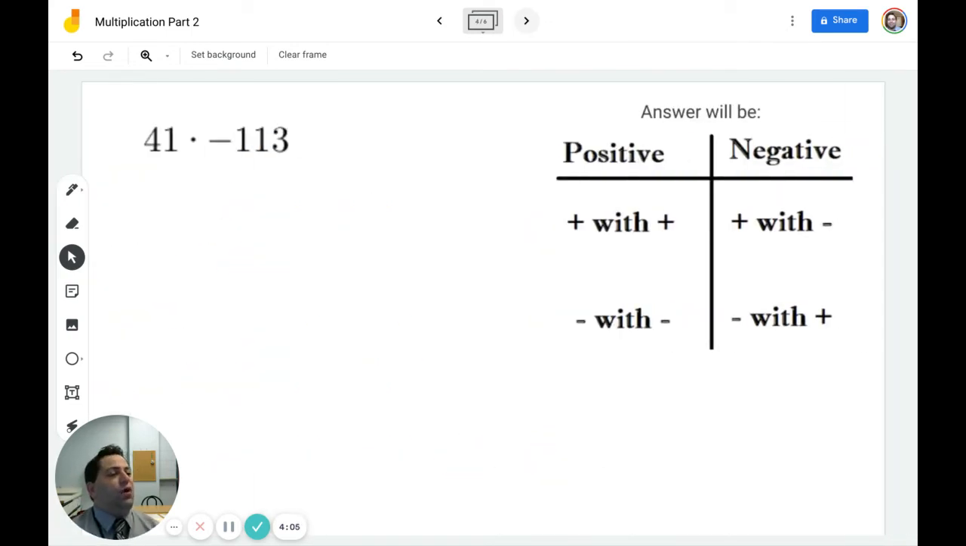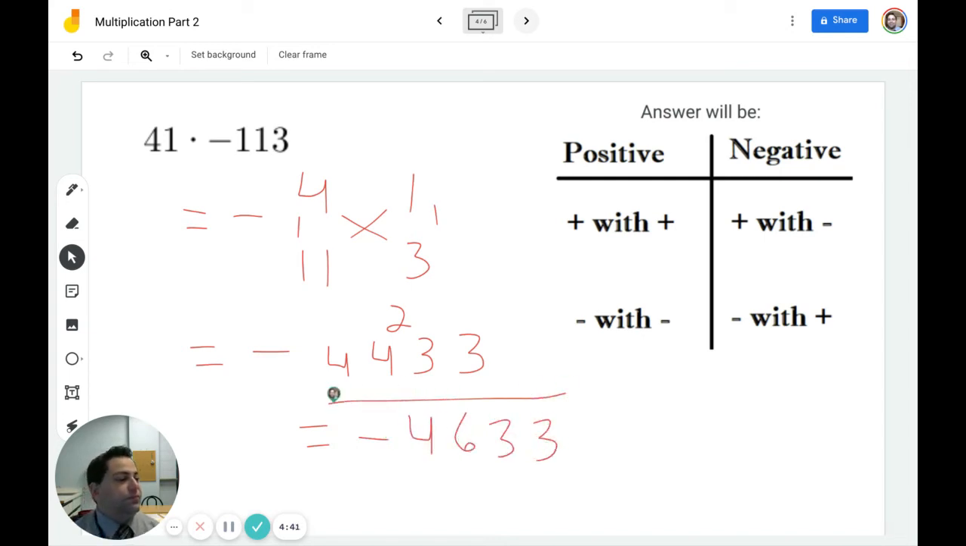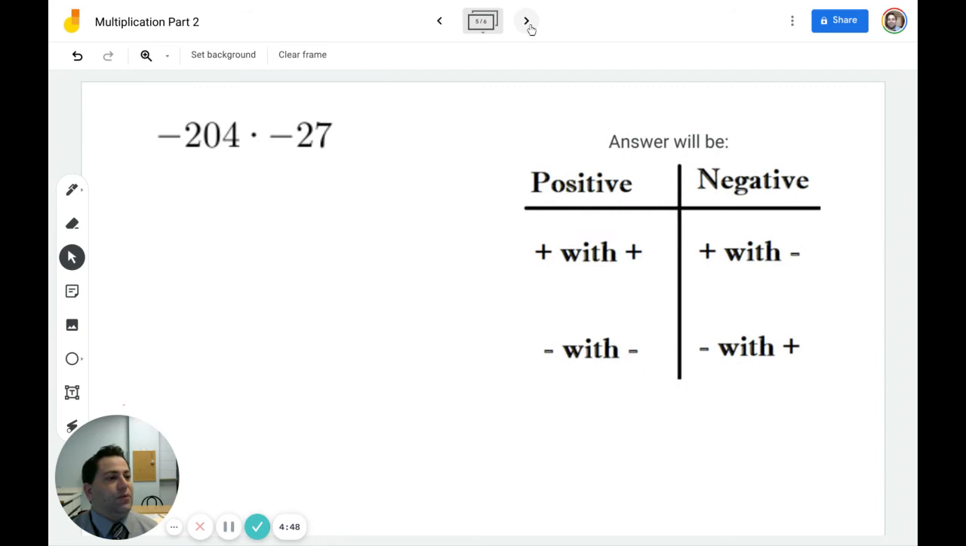In this example, I have 41 times negative 113. Again, I have a negative times a positive, so my answer is going to be negative. I'm going to write a 4, a 1, an 11, and a 3. Negative answer, I'm going to start 3 times 1. 12 plus 11 is going to be 23. And 11 times 4 is 44. Negative 4,633. Let's look at another example with a 3-digit number.